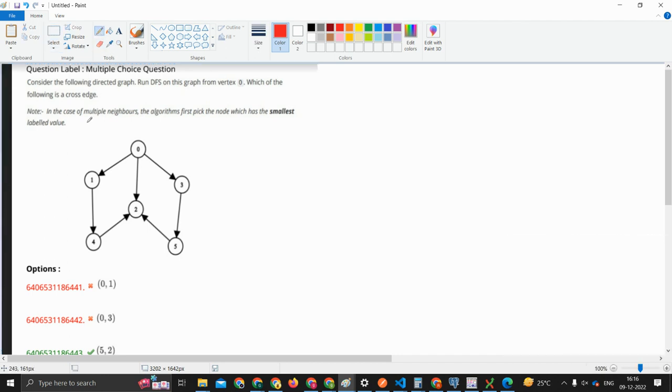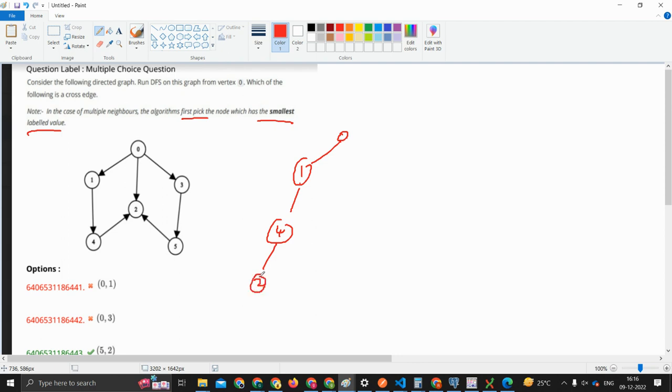Yeah, sure. So consider the following directed graph. Then DFS on this graph, a vertex 0, which of the following is a cross edge? Okay, let's first draw the DFS for this. Start from 0. In case of multiple neighbors, the algorithm picks the smallest labeled value. So 0, from 0 to 1, and then 1 to 4, and then 4 to 2.